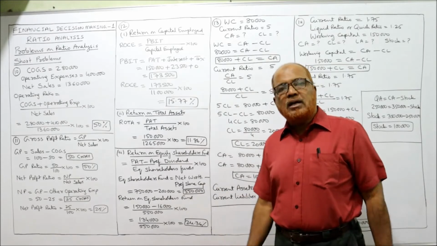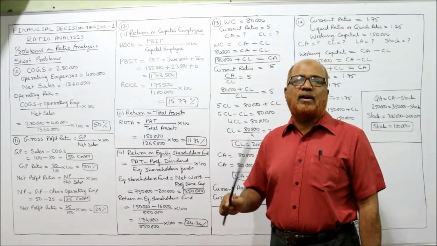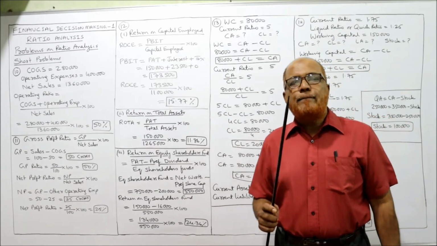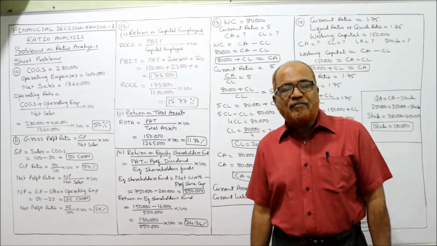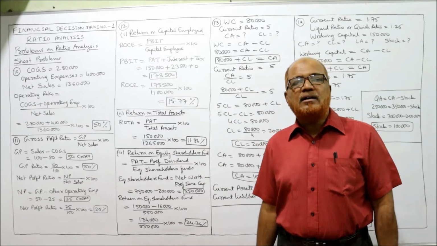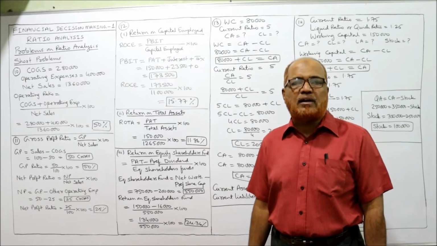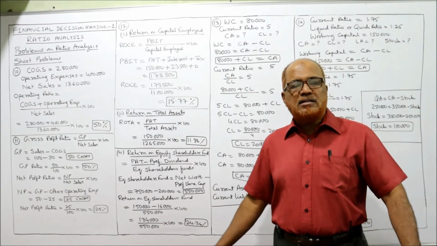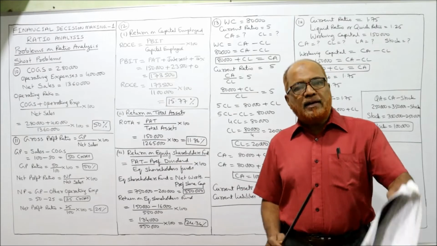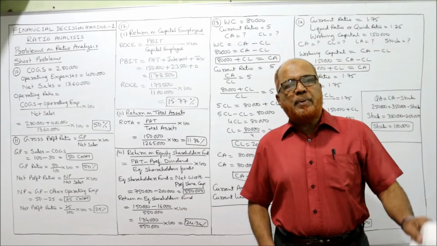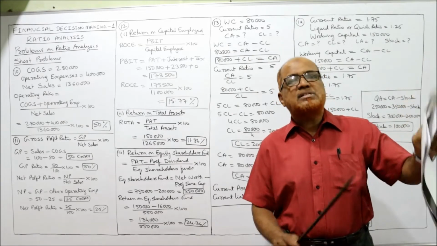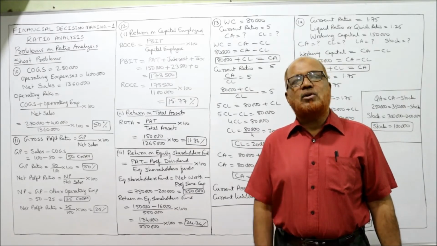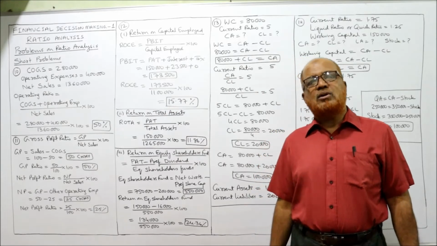Now return on equity shareholders fund. The formula for return on equity shareholders fund is PAT minus preference dividend divided by equity shareholders fund into 100. I have already explained this in detail in the theory video. The PAT is given in the problem, 1,50,000. Preference dividend is also given, 16,000. The only thing not given is the equity shareholders fund. Now we have to calculate equity shareholders fund.